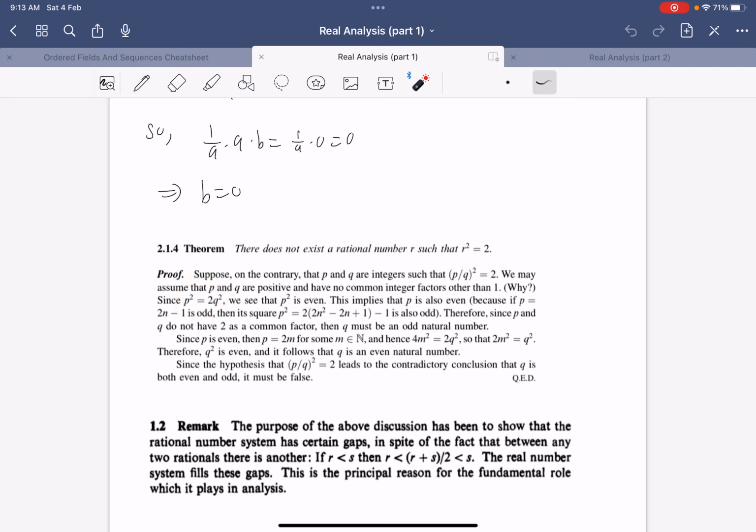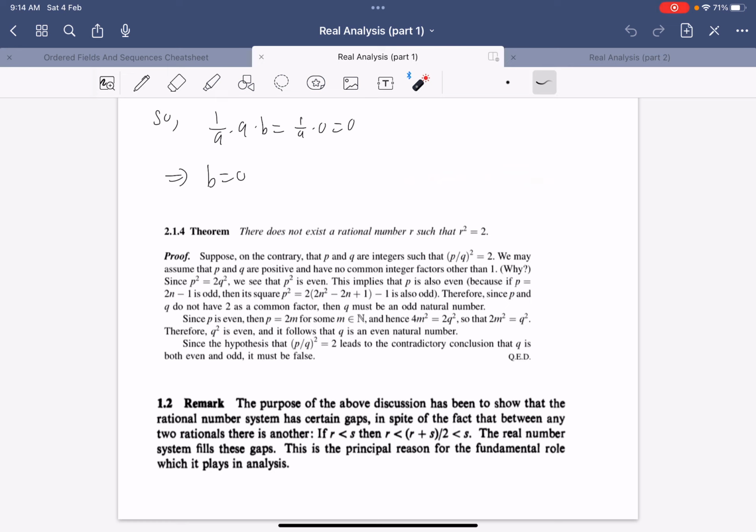And because of this, we see what Rudin says, and this shows that the rational numbers have certain gaps in them. Despite the fact that there is always a rational number between any two, the real number system will fill in these gaps. And that's what we're really trying to study when we do real analysis. So that's all for fields.